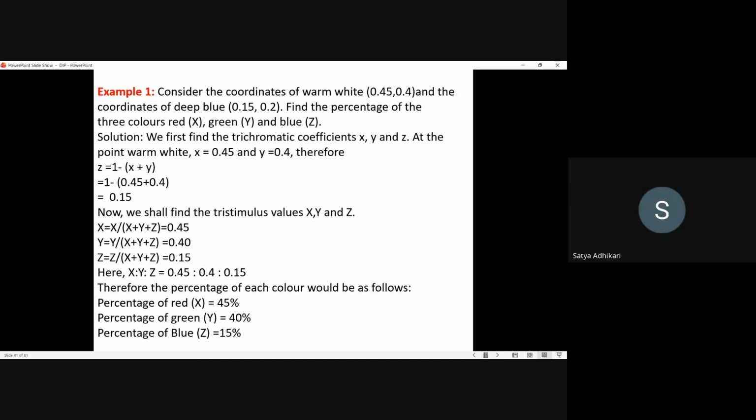0.45. We have used the values of 0.45, 0.45 and 0.4, and we have not used the values of 0.15 and 0.2. So I think this is extra information given in the question, and that's why I am asking. Deep blue, we are only calculating the value of warm white only.